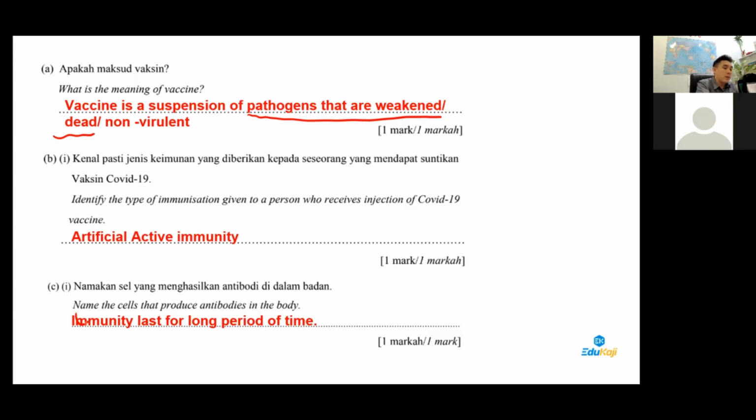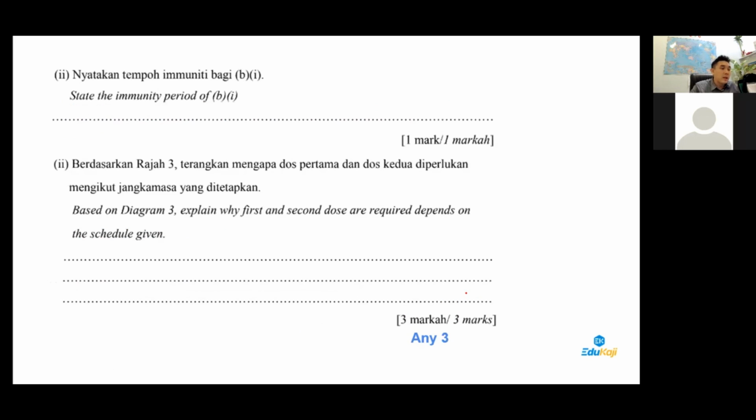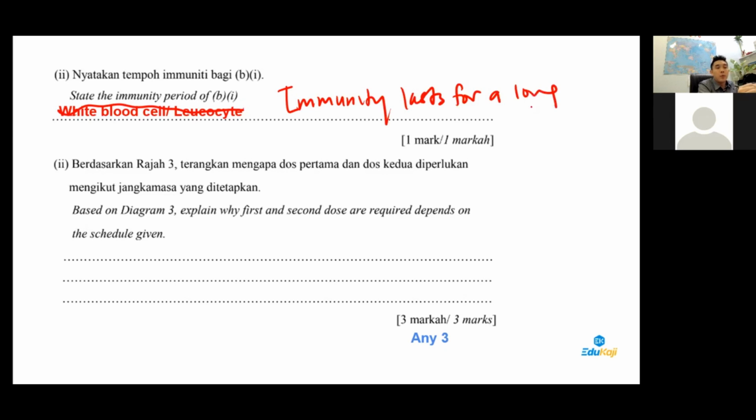Name the cells that produce the antibodies. Guys, lymphocytes produce antibodies. Lymphocytes produce antibodies. And here is where we mentioned the question just now: immunity lasts for a long time.